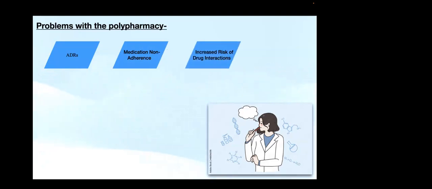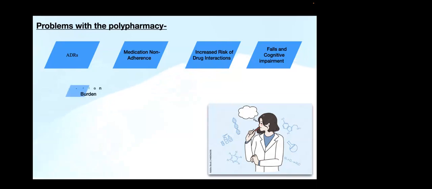Third one is increased risk of drug-drug interaction. We can understand that if there are more drugs, there is more increasing risk of drug interaction, right? Falls and cognitive impairments. Certain medications, particularly those with a sedative effect or that affect blood pressure regulation, can increase the risk of falls and cognitive impairment, that is inability.